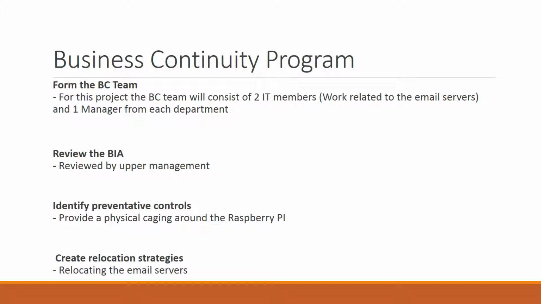We must do this to provide a physical caging around the Raspberry Pi. We must prevent any malicious or unauthorized users from gaining access to the Raspberry Pi, as it delivers extremely useful business operations and functionalities. Next, and lastly, we must create relocation strategies. We must relocate email servers in a given situation where it's vulnerable to the system.